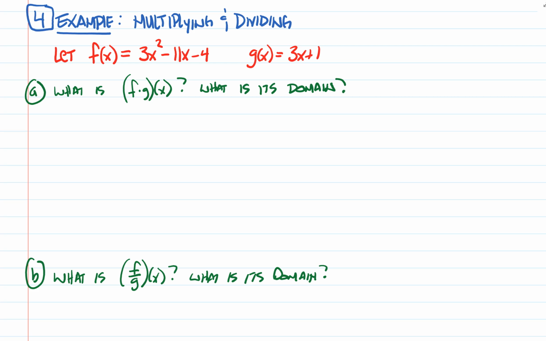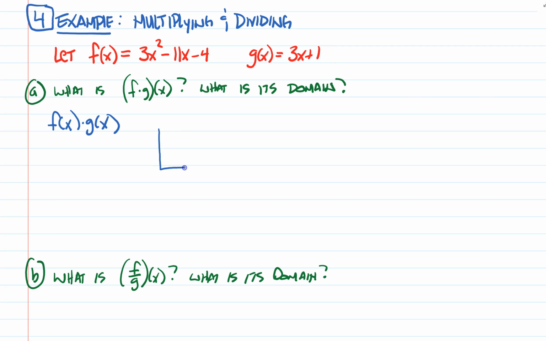All right, let's move on to multiplying and dividing two functions here. So let's say that I've got f of x is 3x squared minus 11x minus 4, and g of x is 3x plus 1. What is f times g of x, and then what's the domain afterwards? So we now know that f times g of x is simply f of x times g of x. So that's going to be 3x squared minus 11x minus 4 times the 3x plus 1.